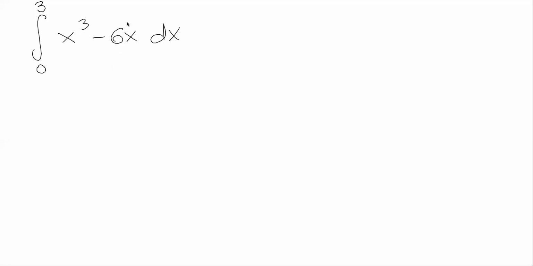So we have to take the antiderivative. In order to do that, we want to identify the exponent that we have in our first term. So we have x to the third. What we want to do is add 1 to this exponent, and then divide by the result. So we're going to make this not x to the third, but x to the fourth power, and then we're going to divide by 4.